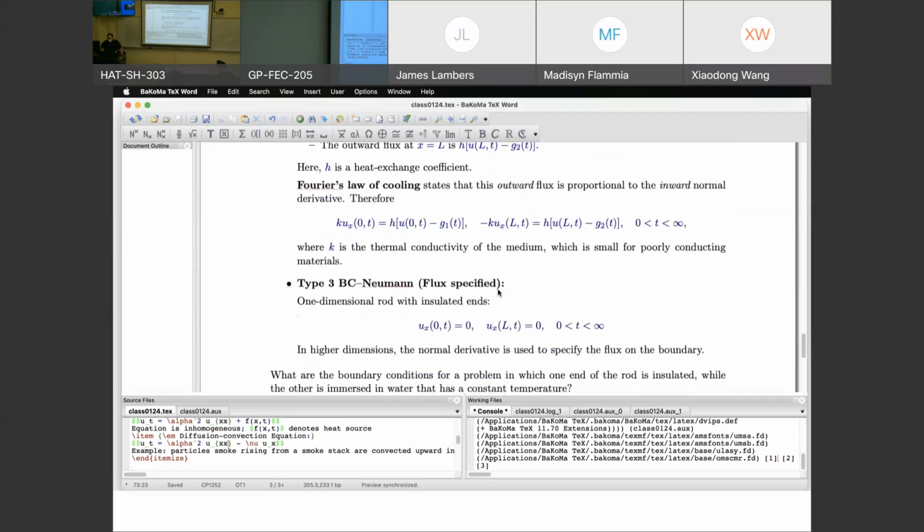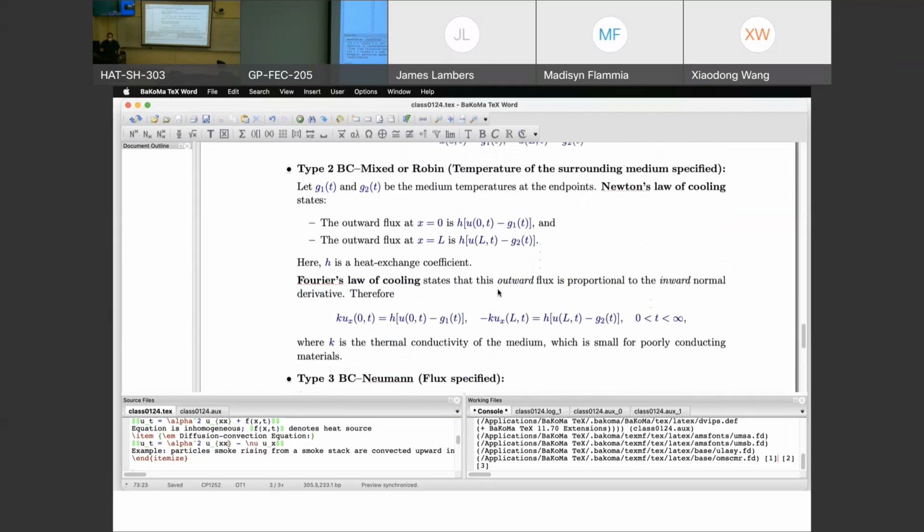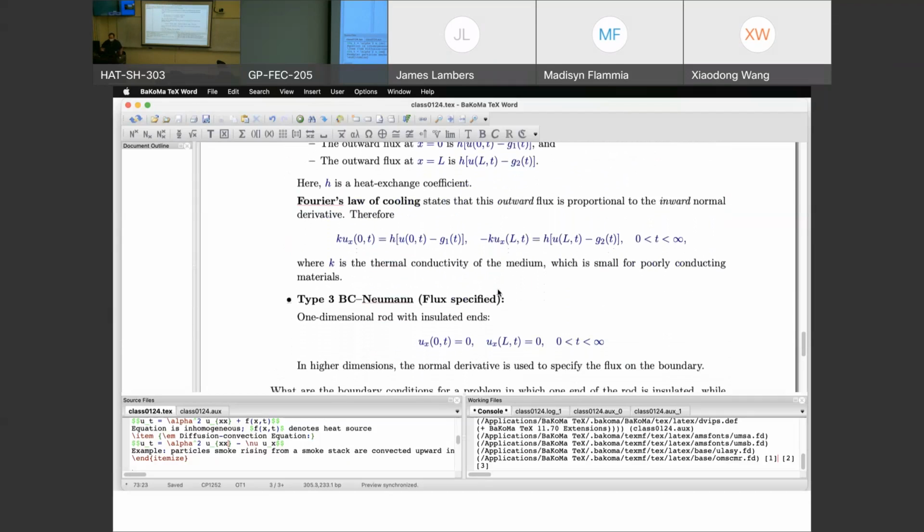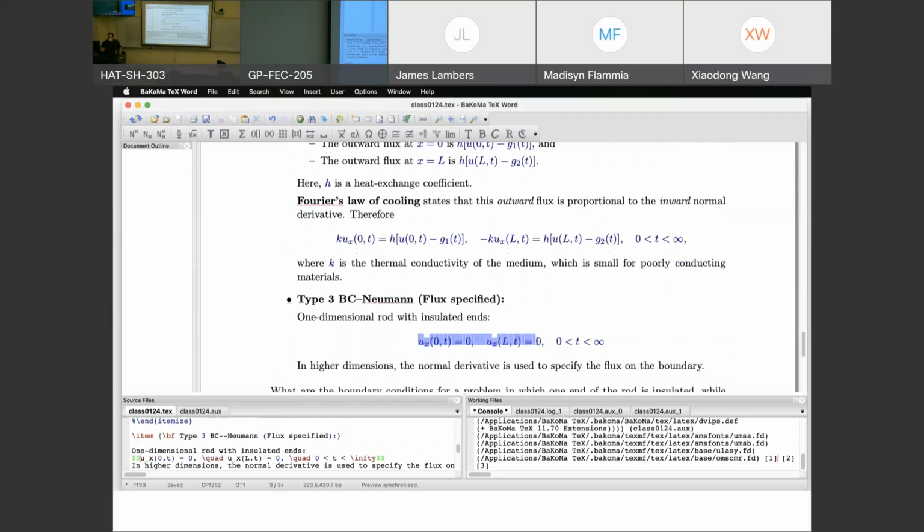Actually, I know it's kind of weird. Type 1, type 2, type 3 is how they're identified in the textbook, but it actually makes more sense to talk about type 3 first. Also a relatively simple condition. The first derivative is specified on the boundary. So du/dx at x equals 0, x equals L, is set equal to something. That's called a Neumann boundary condition. So Dirichlet boundary condition specifies u, Neumann boundary condition specifies du/dx.